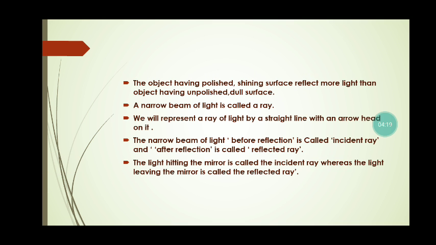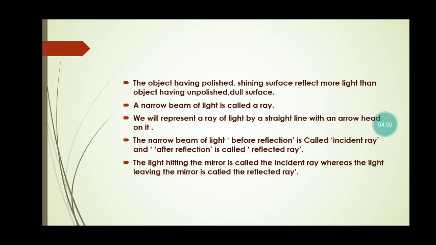Now come to the property or quality needed for reflection. An object having a polished shining surface reflects more light than an object having an unpolished surface. It means if an object has a polished shining surface, then it reflects more light and reflects images. But an object having an unpolished dull surface will reflect only a little.